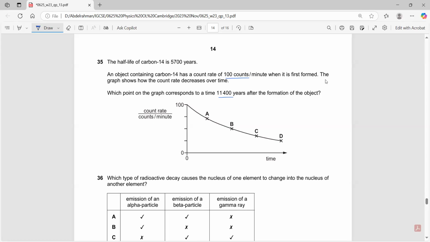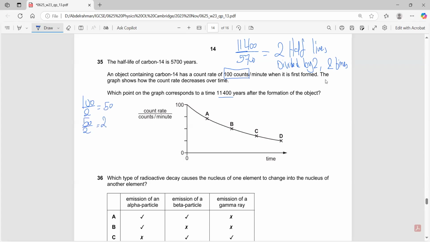11,400 years means that you have had two half-lives. Why? Because 11,400 divided by 5,700 is two half-lives. Meaning that you have divided by 2 how many times? 2 times. What is the initial count rate? It was 100. So 100 divided by 2 is 50, and then 50 divided by 2 is 25.